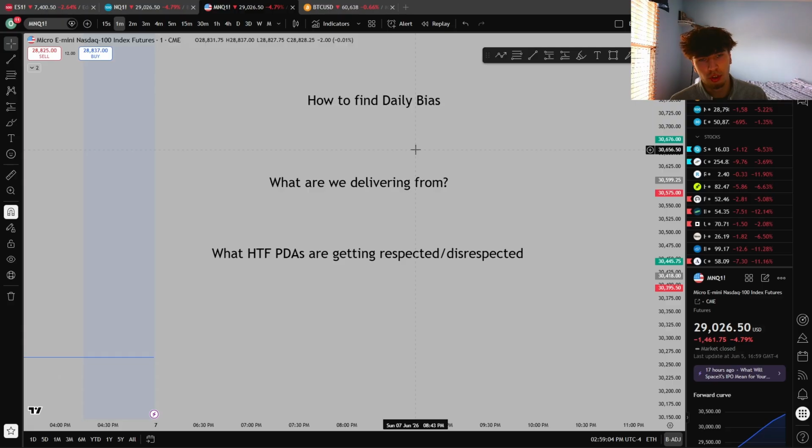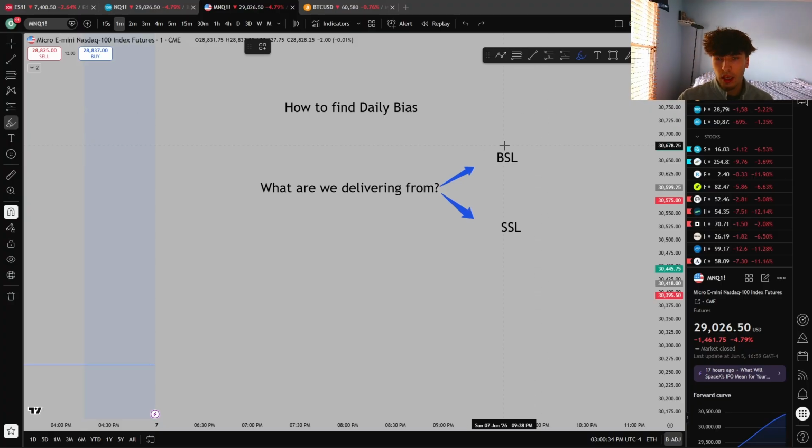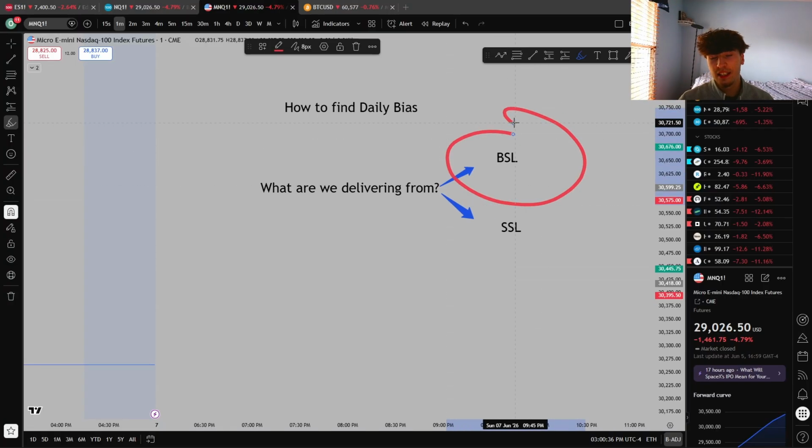You just ask yourself these two questions: what are we delivering from, and what higher time frame PDAs are currently getting respected or disrespected? First, we need to identify where we're delivering from. Are we delivering from buy side liquidity or from sell side liquidity? If we are delivering from buy side liquidity, then you can anticipate a bearish bias. If we are delivering from sell side liquidity, you can anticipate a bullish bias.